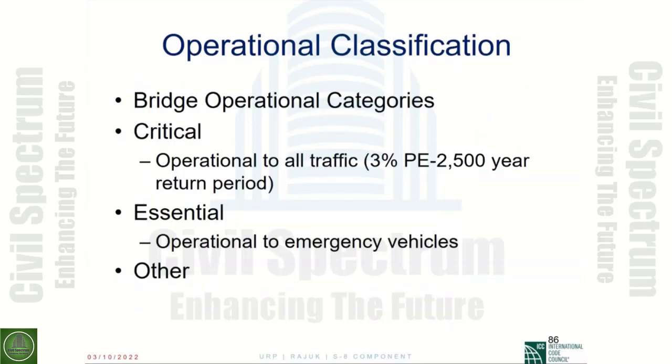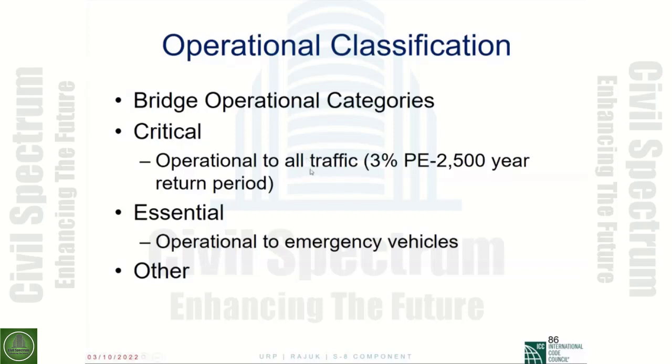So based on the AASHTO specification, we have what's called the operational categories, and we have the critical, we have essential, and we have the other. The critical is for 3% in 2,500 years. For example, if we want to design the Bay Bridge, that will be a critical structure.